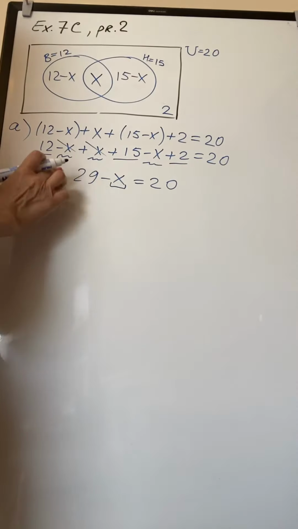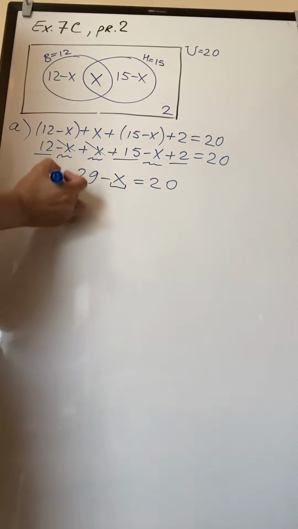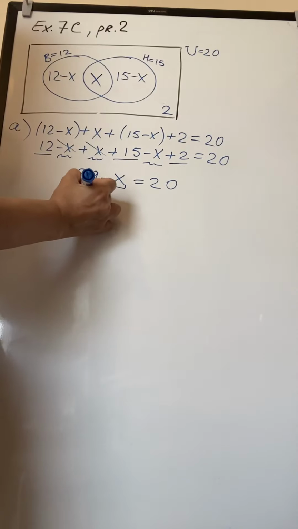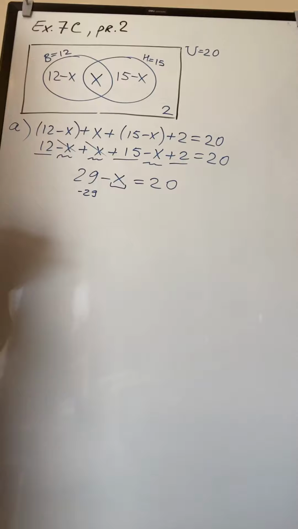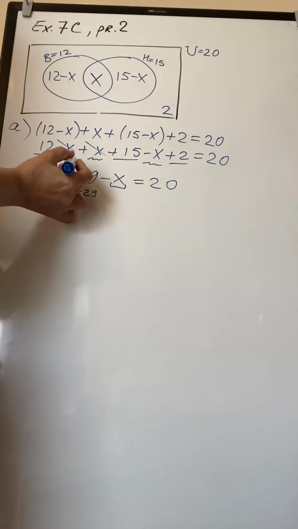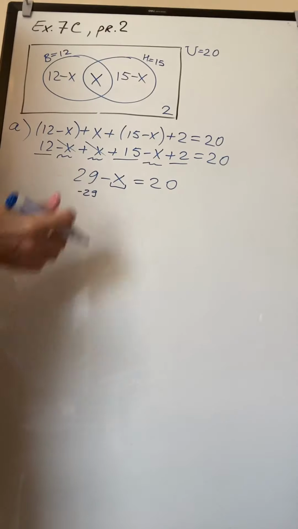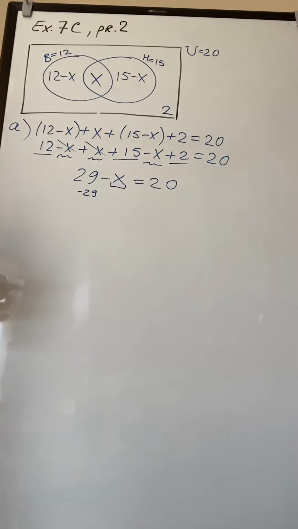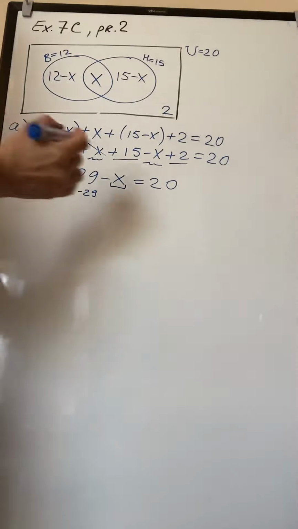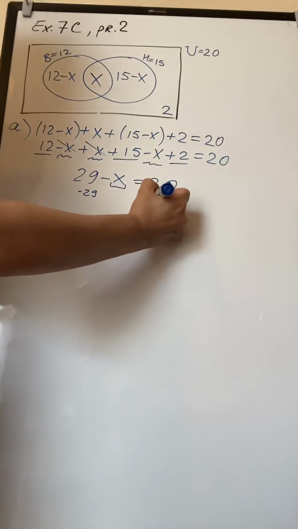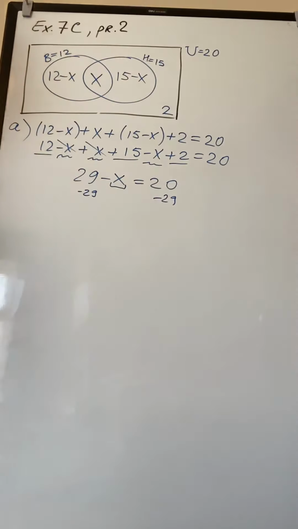Well, let's get rid of 29 first. It's a positive 29, so I'm going to subtract 29 here because 29 minus 29 gives us 0. Right, but then we have to remember that we can do whatever we want to one side of any equation. We can multiply, divide, take a square root, whatever you want. But we have to do exactly the same thing to the other side of the equation to make it fair, so that we don't break the equality. So minus 29, therefore, on this side as well.